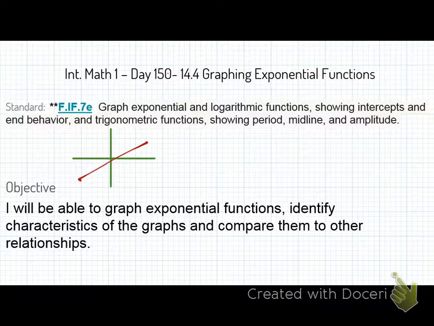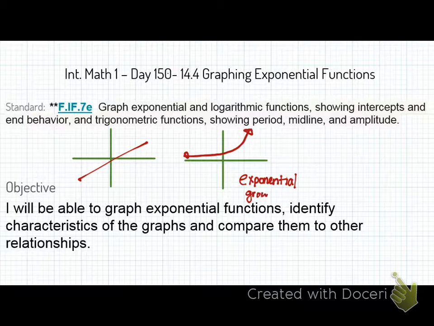The first one I taught you was linear, okay? The second one that I'm teaching you today deals with exponential equations, and it's going to look like this. This is called an exponential equation, and specifically it's called exponential growth. Does that make sense, everyone? The way you know it's exponential growth is that from left to right, you see how it's growing quickly?